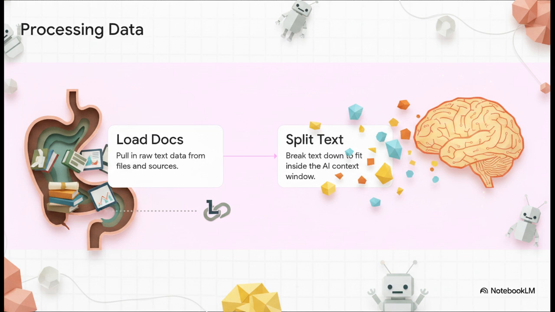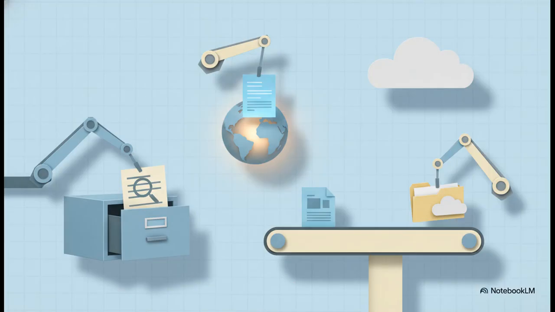So LangChain digests your raw data in a two-step procedure that actually mimics a biological digestive system. You can't just shove a massive 500-page PDF down an LLM's throat. You have to ingest it and then break it down into smaller nutrients the model can actually absorb. In step 1, document loaders act as the physical hands grabbing the raw text from your external data sources.